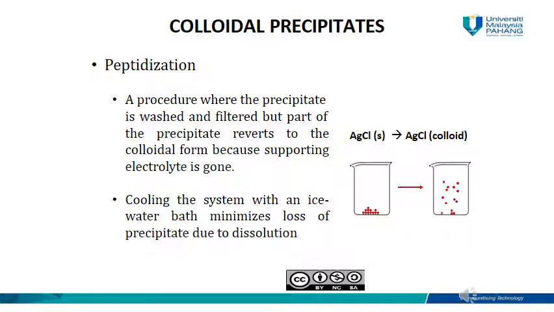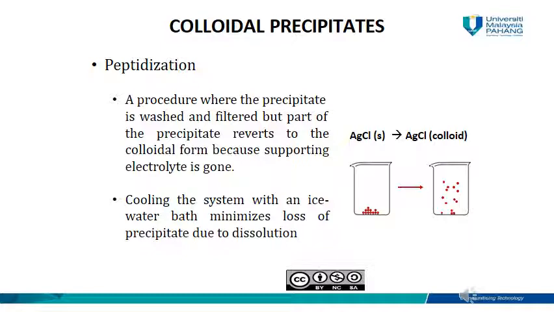So here is the peptization. What is peptization? It is a procedure where the precipitate is washed and filtered, but most of the precipitate reverts to the colloidal form because the supporting electrolyte is gone. So basically, when we do peptization, this is the process where we wash our precipitate to remove the impurity and also to remove the excess ion or electrolyte that might be attached on the precipitate.